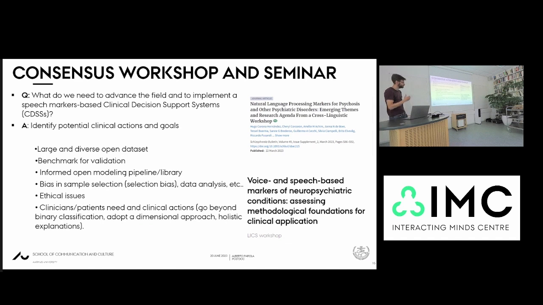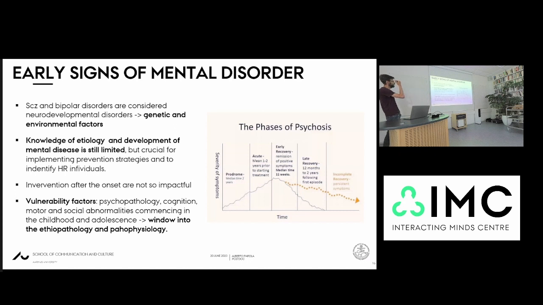One way of tackling these issues, for example binary classification and heterogeneity, is to look at developmental trajectory. This is a very long introduction to get to the point of the early signs of mental disorders, basically the phases of psychosis. We have the onset, around 18 to 25 years. After the onset we have the acute phase, then recovery, but most of the time the interventions after the onset are not so helpful, not so impactful.